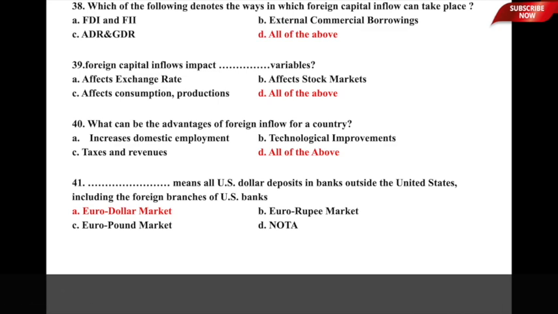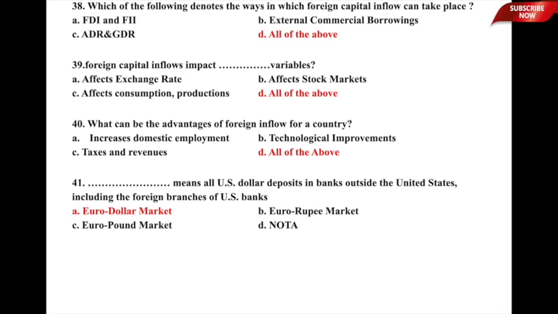So, all of these are advantages. That means it increases domestic employment, there is technological improvements and upgradation, as well as there is a chance to garner more revenues and taxes for the government. So, option D, all of the above, is the correct answer. Let us now move to question number 41.